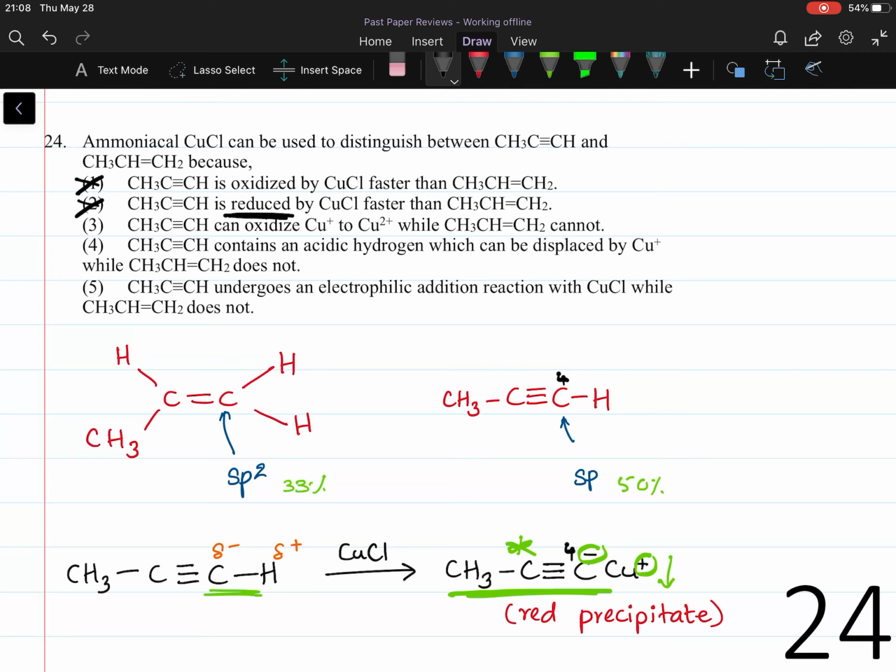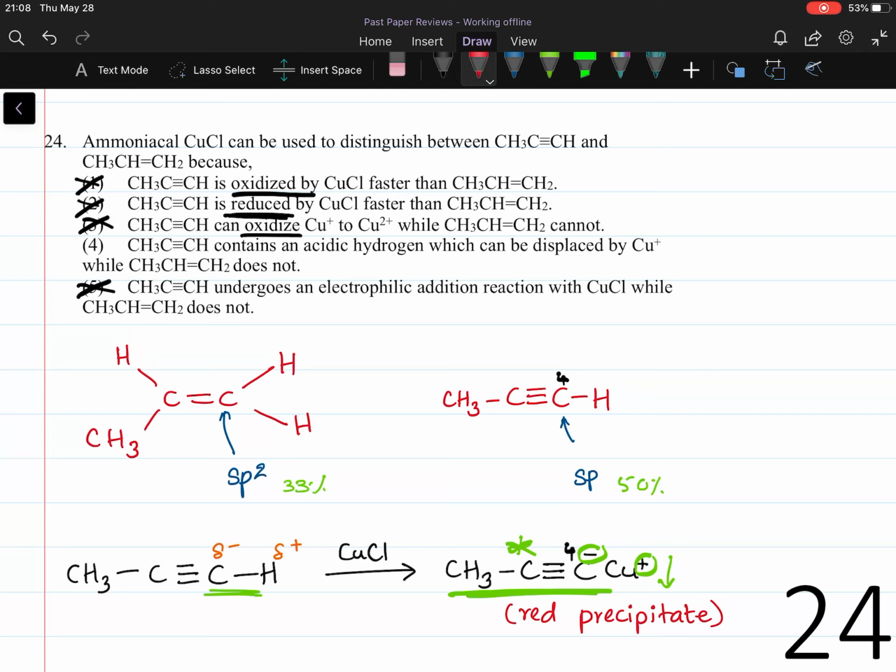The third statement states, the alkyne can oxidize the copper 1 plus ion into copper 2 plus ion, while the alkene cannot. Again, this is not a redox reaction, so we can eliminate statement number 3 also. Now let's move on to statement number 5. The alkyne undergoes an electrophilic addition reaction with copper chloride, while alkene does not. This is not an addition reaction, it is rather a substitution. So we can eliminate statement number 5 too.